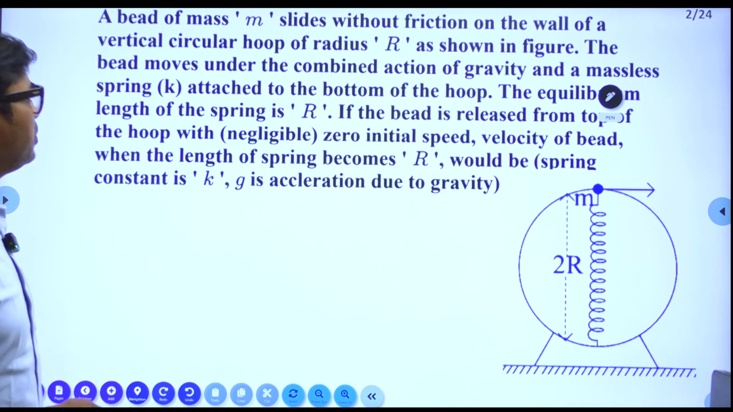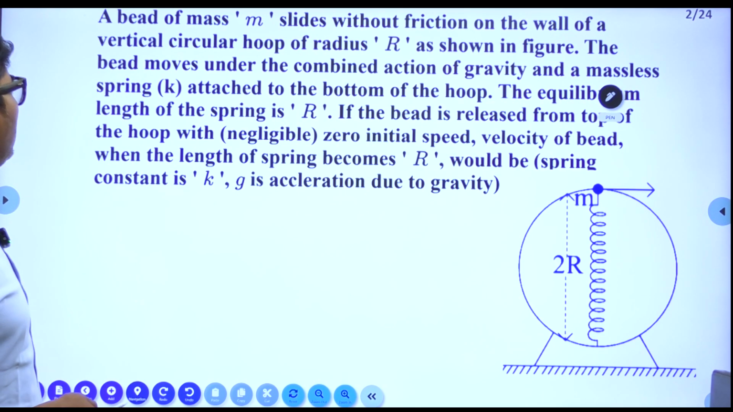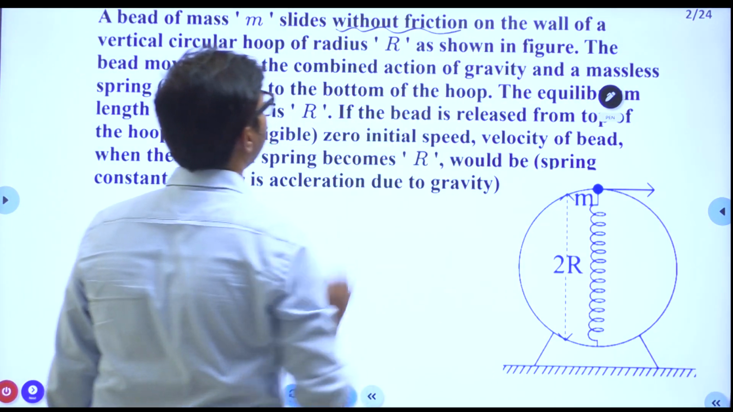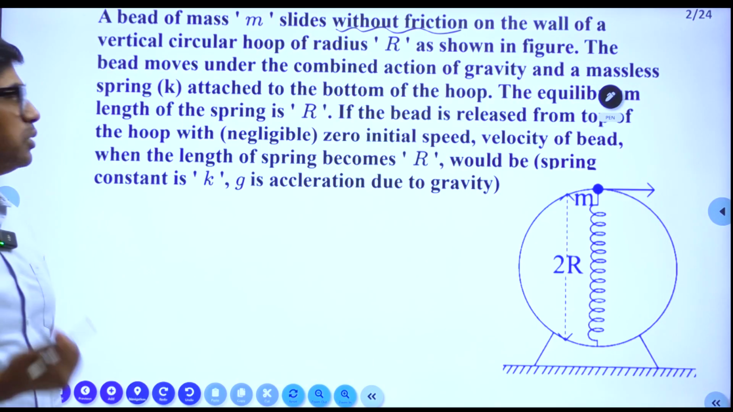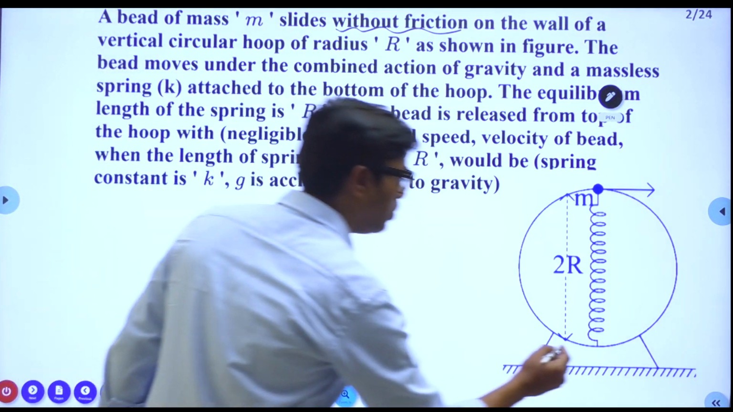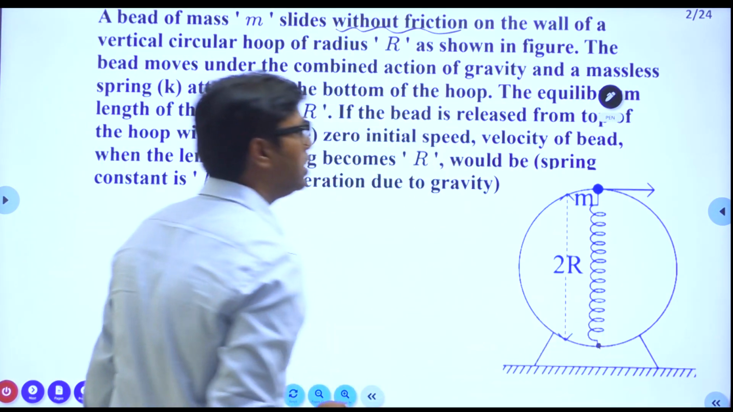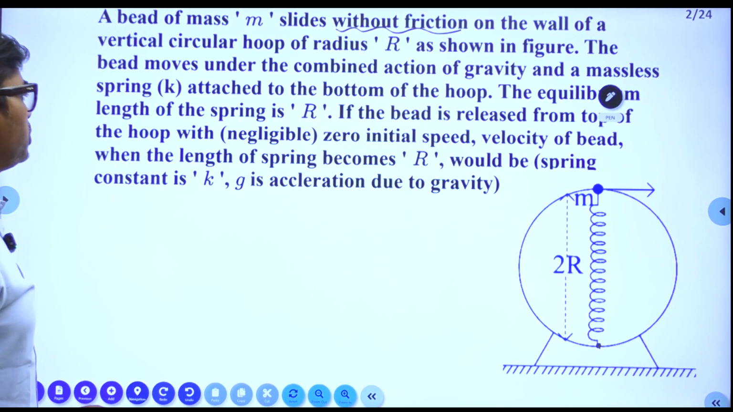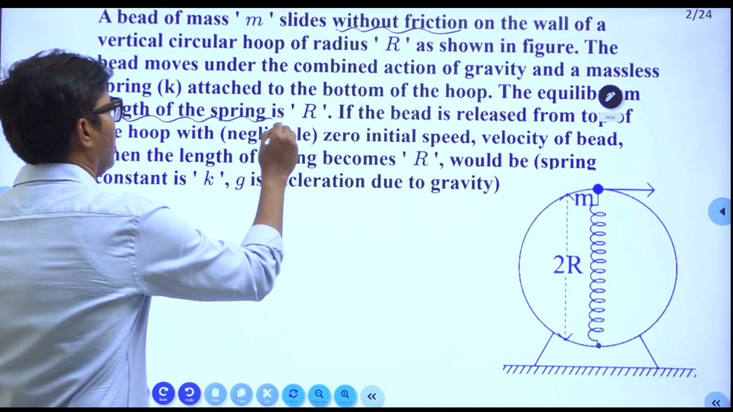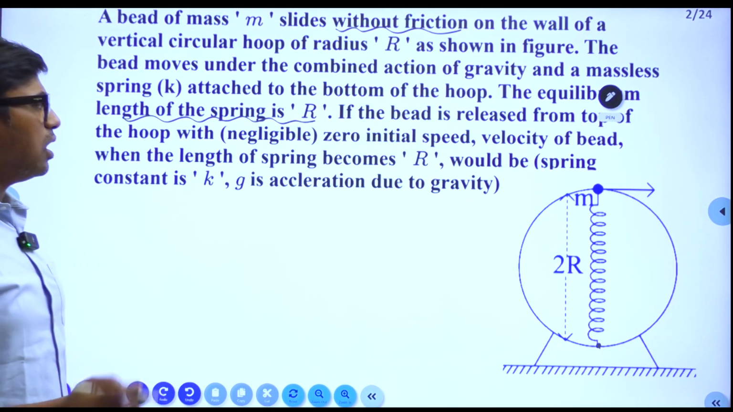A bead of mass M slides without friction on the wall of a vertical circular hoop. So there is no friction here. That means you can conserve energy. That's important. The hoop has radius capital R as shown in the figure. The bead moves under the combined action of gravity and a massless spring attached to the bottom. So it is attached to the bottom over here. The equilibrium length of the spring is R. Equilibrium length in the sense natural length. So when it is not stretched, the unstretched length of the spring is R.